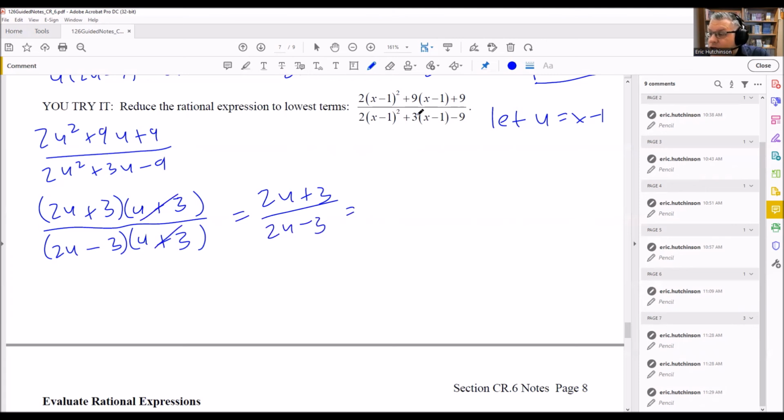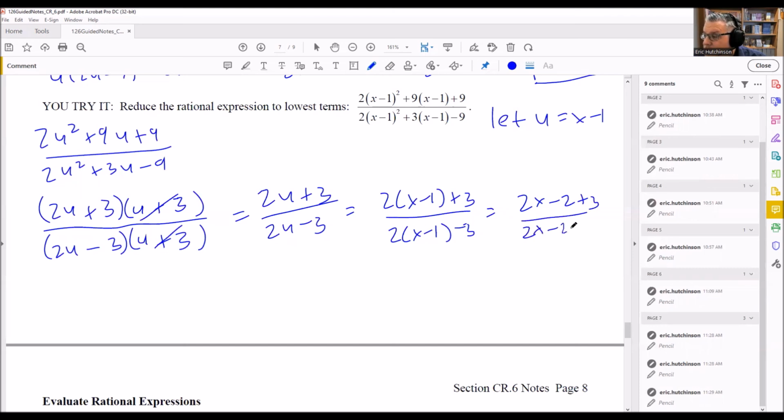Now we just need to replace the u with x minus 1. So we'll put that in there, top and bottom, make that substitution back in. And so that way we can now finish this out. So once that's in there, we're going to multiply this: 2x minus 2 plus 3 on top. On the bottom, 2x minus 2 minus 3. Then we're just going to simplify what we have left over. We have 2x, and then minus 2 plus 3 is a plus 1.